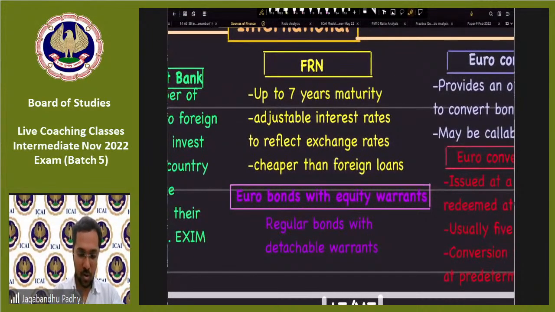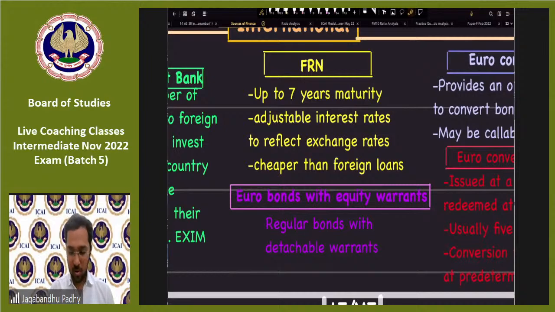Then we have floating rate notes, which have a 7 years maturity. Generally, floating rate notes basically reflect the exchange rates. They have 7 years maturity. The interest rates are adjustable, which will reflect the exchange rate, and they are supposed to be cheaper than foreign loans. So the rate of interest on this type of note or debenture depends on the exchange rate. However the exchange rate fluctuates, that fluctuation will be captured in these bonds. So if the rupee to dollar exchange rate changes, the rate of interest on these notes or debentures will also change.